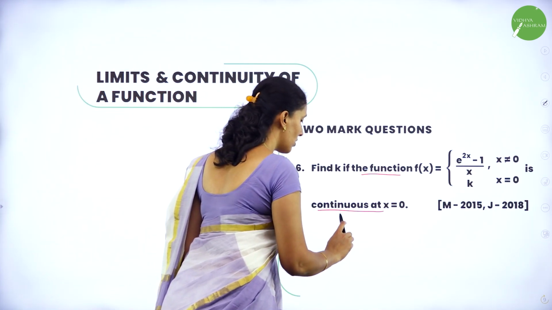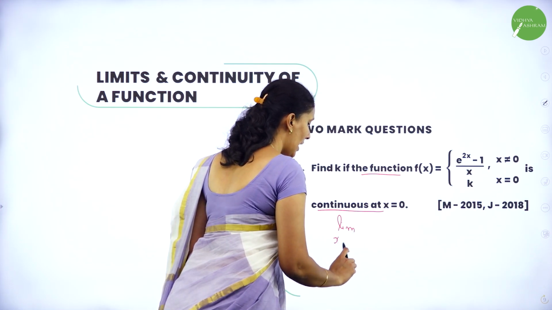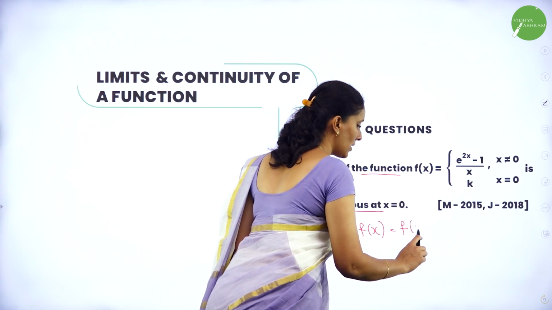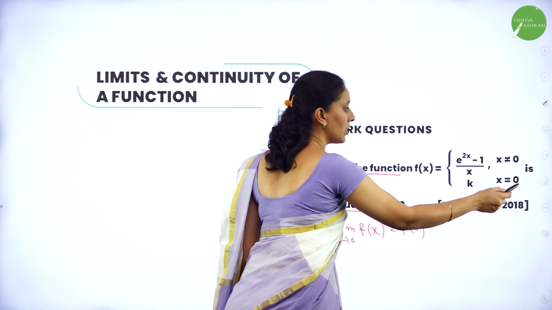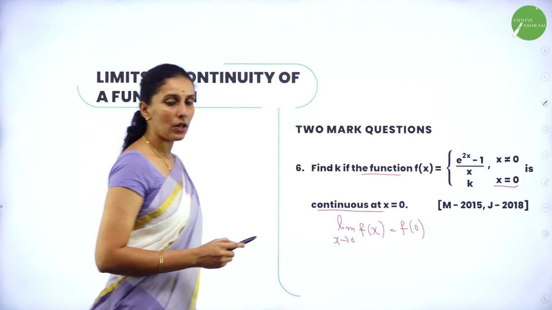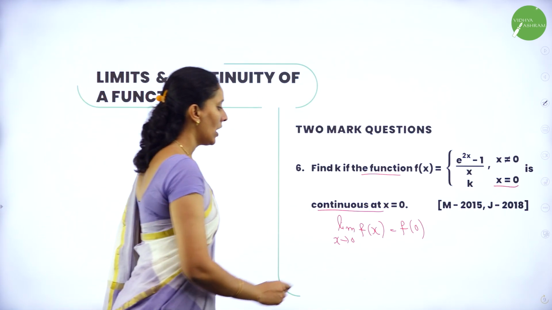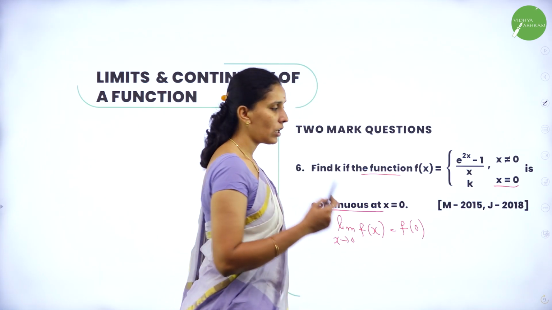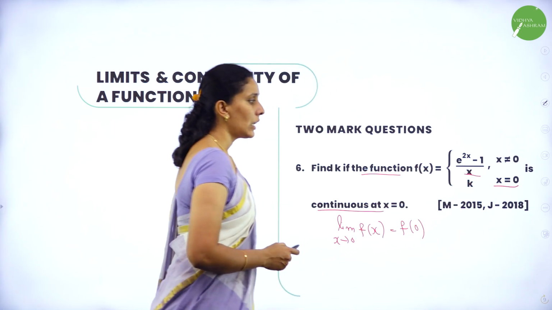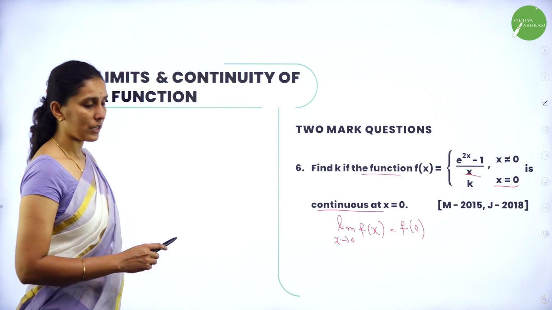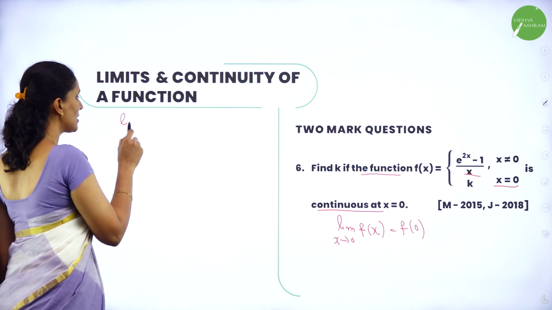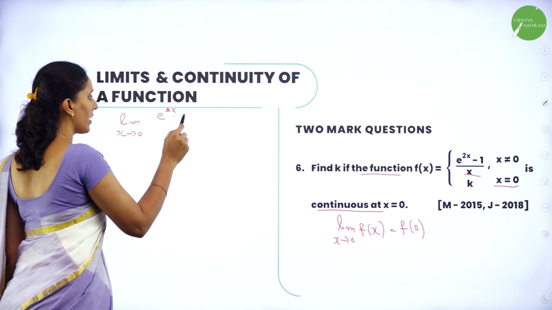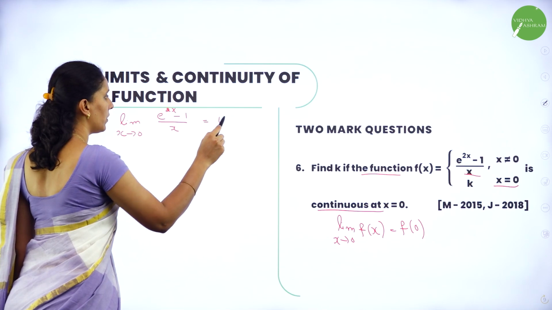That is, according to this question, limit as x tends to 0 f of x should be equal to f of 0. Now clearly they have mentioned that at x is equal to 0, the value of the function is k, and for x not equal to 0, the function is defined as (e to the power 2x minus 1) over x. So here I can write this as limit x tends to 0, (e to the power 2x minus 1) by x is equal to k.